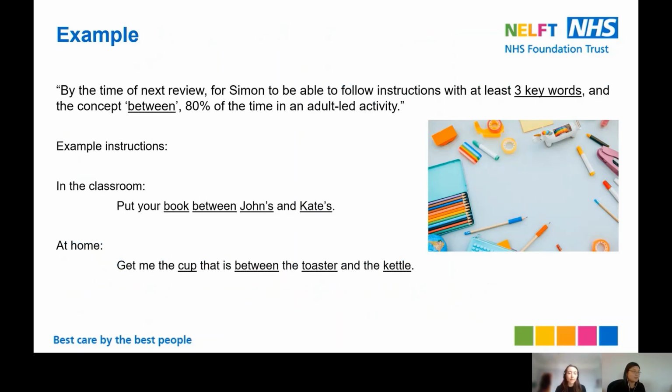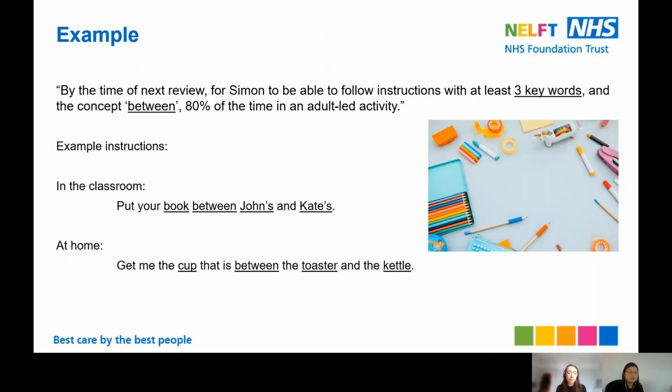Here's another example. This might be a target that a child may be set. For example, by the time of next review, for Simon to be able to follow instructions with at least 3 keywords and the concept between 80% of the time. Some instructions that can be given to Simon to see if he's achieved that target would be put your book between John's and Kate's. In that instruction, there may be 4 keywords, but if Simon is already holding the book, then perhaps book is not really a keyword in that instruction.